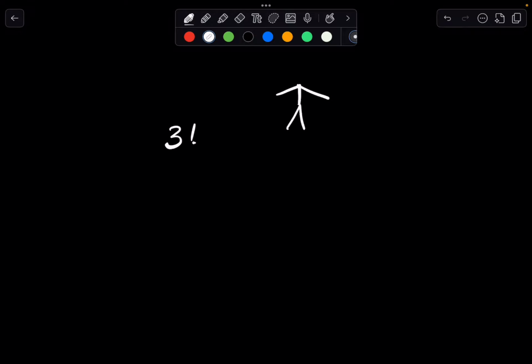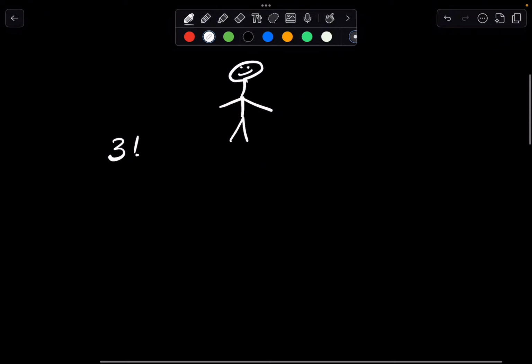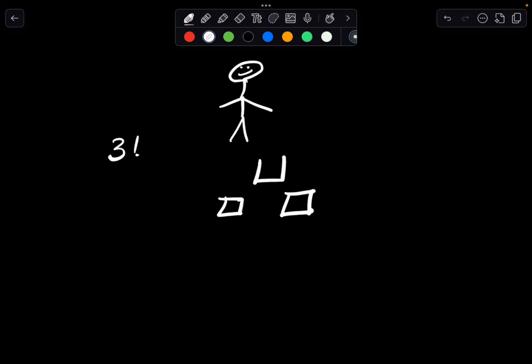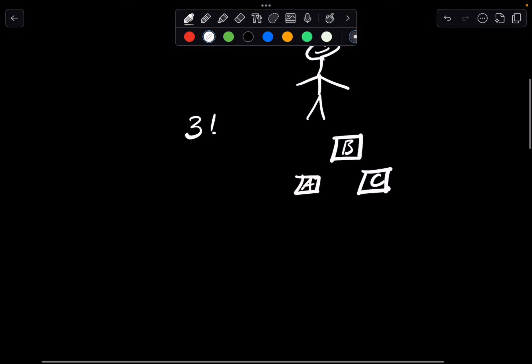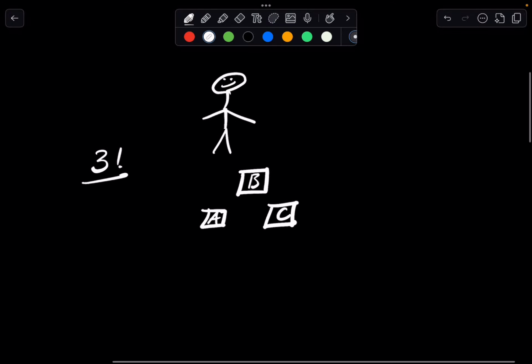So factorial wise, let's say we look at 3 factorial. Really simple problem. So let's take an example. Let's say Bobby, this is what Bobby looks like. Bobby's quite happy. He has 3 different boxes, just like this. Let's label this box A, box B, and box C. We're going to be seeing a visual representation of 3 factorial.